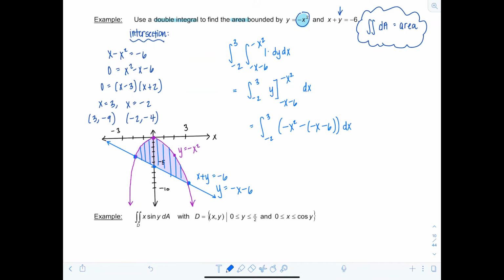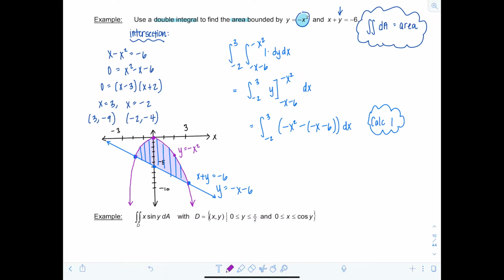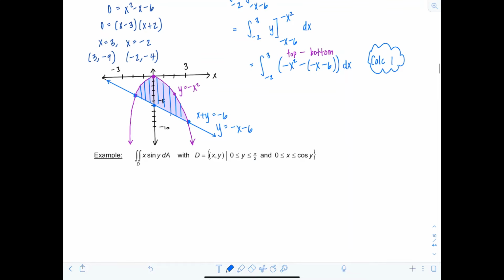And now it's like we got in a time machine and we're back in our Calculus 1 class, and you were told, oh, when you want to find the area bounded between two curves, you do top minus bottom, right? If you're going to integrate with respect to x. Boom. Okay, and then from here, it's just pretty straightforward computation. So no need to bore you. You should end up with 125 over 6.